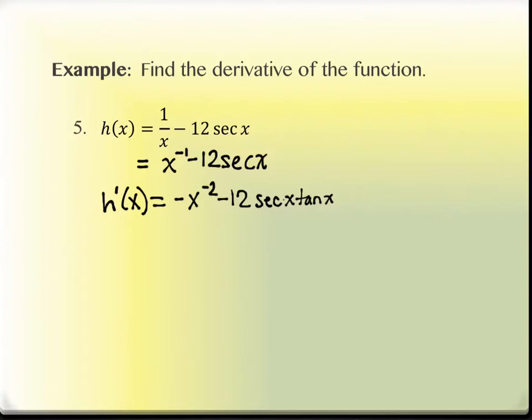Okay. On a gateway, you would stop right here. For our purposes right now, we are going to clean up just a little bit, namely the negative exponent part, right? X to the negative 2. We're going to clean that up a bit. And so if I have this cleaned up, I would have a negative either on top or in front over x squared minus 12 secant x tangent x.